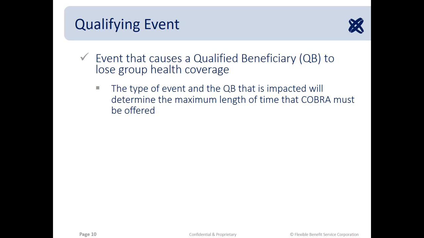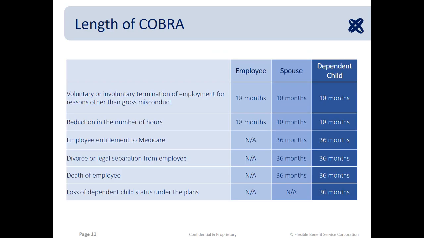The type of event and the QB who is impacted will determine the maximum length of time that COBRA must be offered. Here we've got a chart showing the different types of qualifying events and the length of COBRA associated with each. For a voluntary or involuntary termination of employment, for reasons other than gross misconduct, the employee, spouse, and dependent are each entitled to 18 months of COBRA coverage. They would also be entitled to 18 months if the loss of coverage is due to reduction of hours.